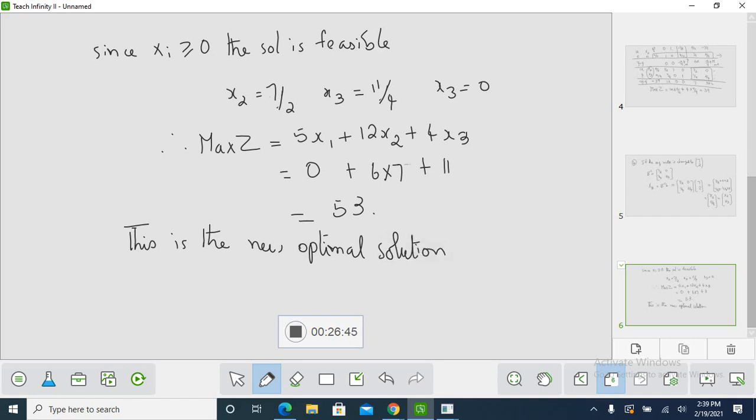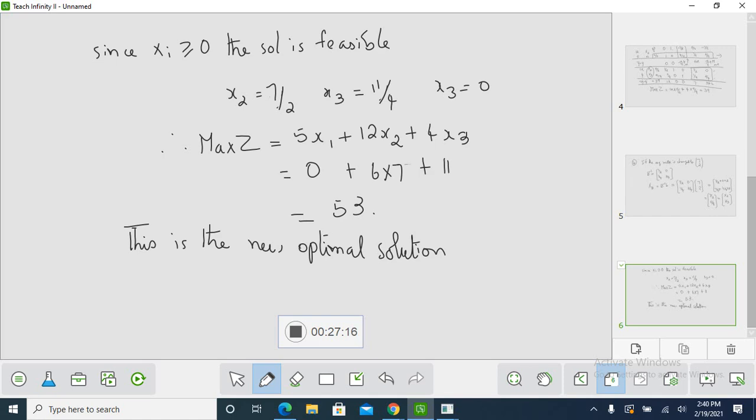Okay, so this is your new optimal solution. Now we have seen a problem where the feasibility did not change. Next, we have to do one more problem where the feasibility will change. With that, we can go for the next changing vector, maybe our C_j.